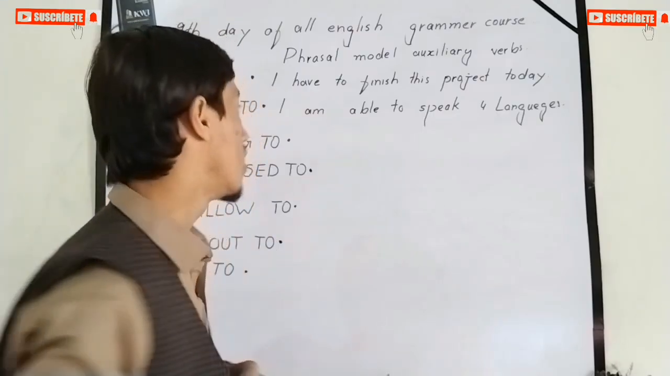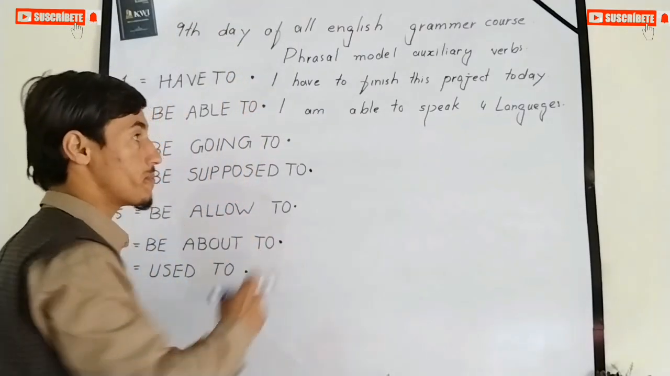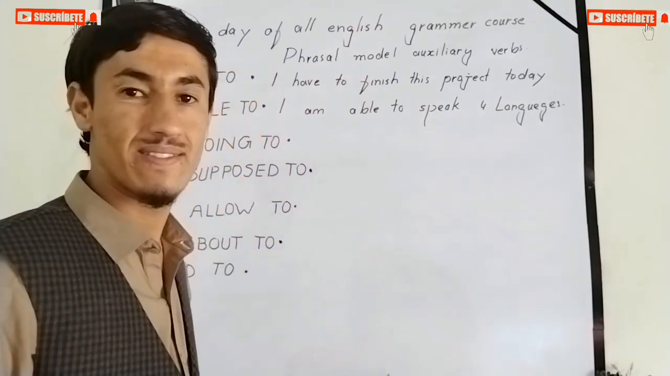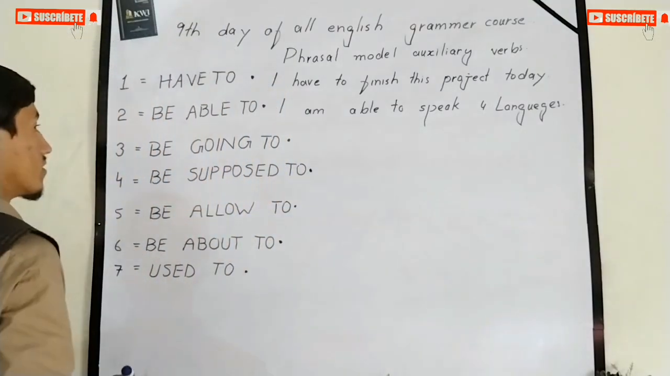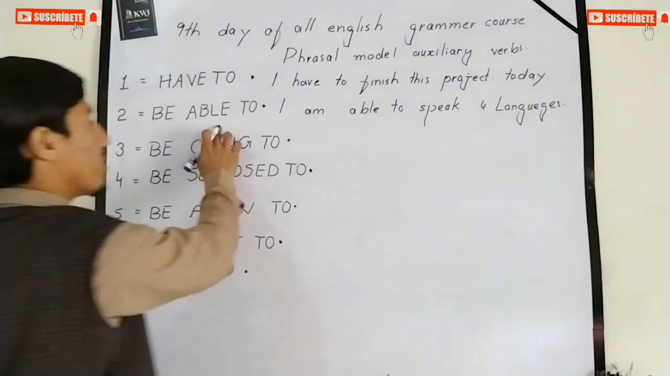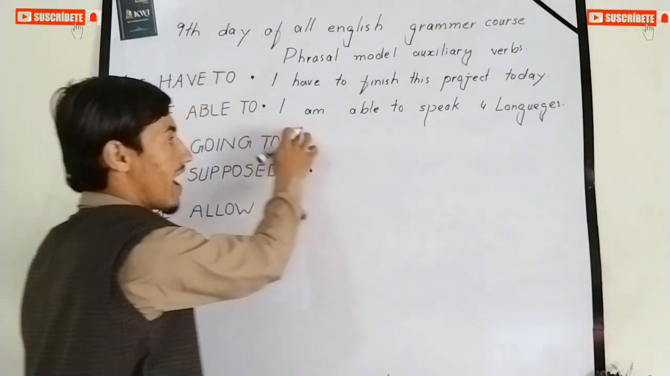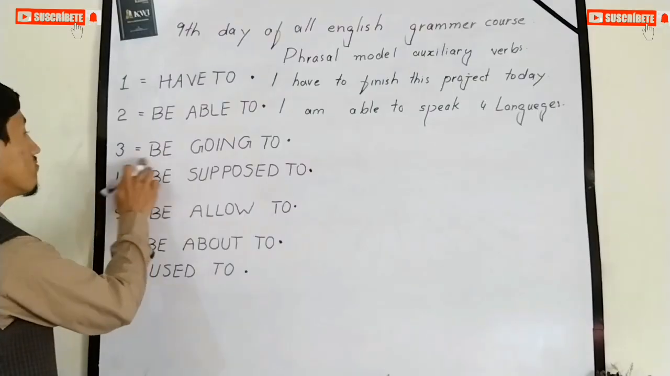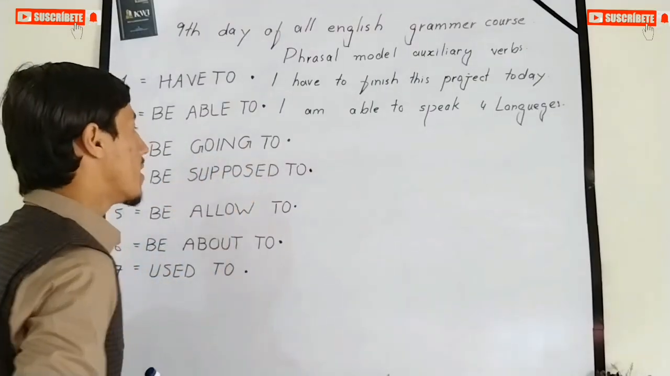So there is not a difference if you use be able to or if you use can. Got it? Be able to shows ability. I am able to speak 4 languages. Got it? Alright. Now, be going to.